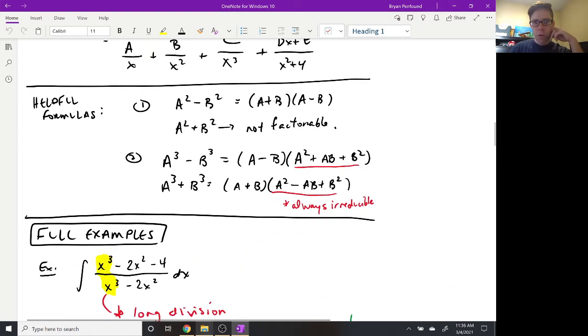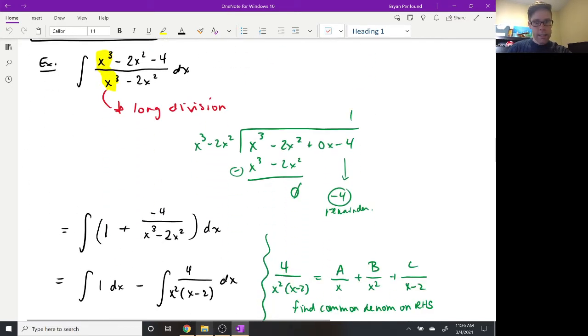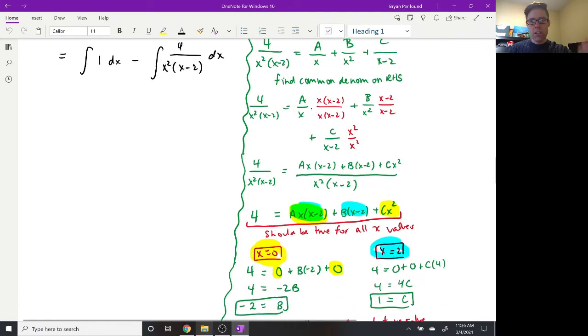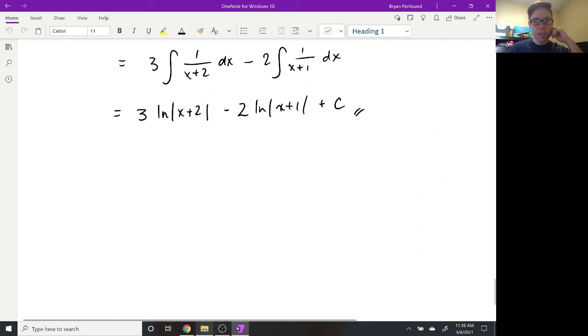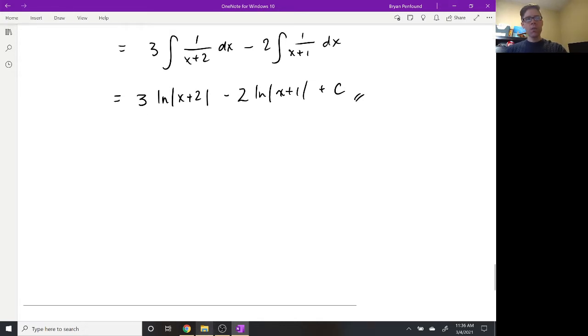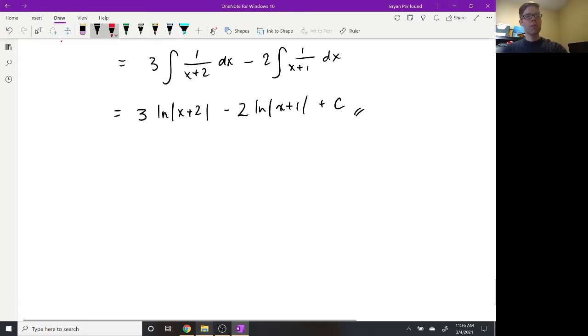A couple of helpful formulas: it might be helpful to have the sum and difference of cubes formulas handy in case you need to factor a cubic. Then we worked on a couple of full examples. I'll let you go back and look at those full examples, and the goal today is to work through a couple more full examples. You have a few more examples in your notes.